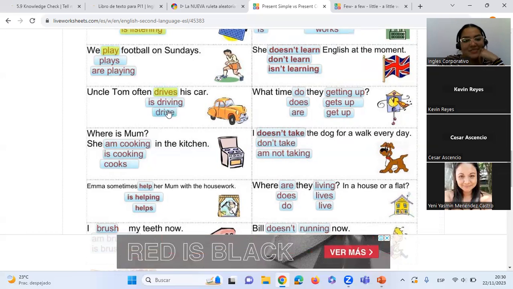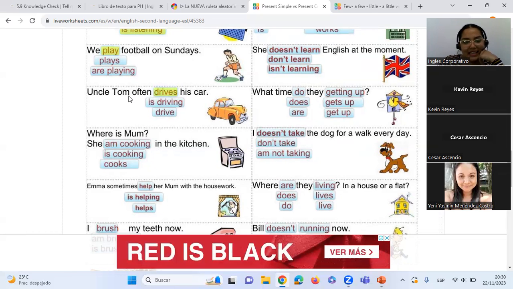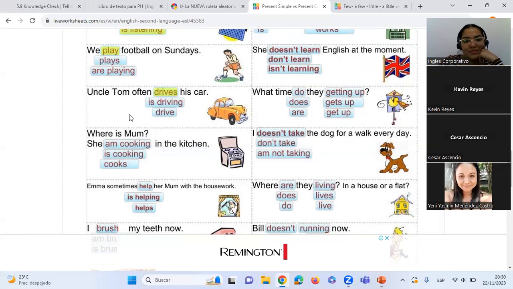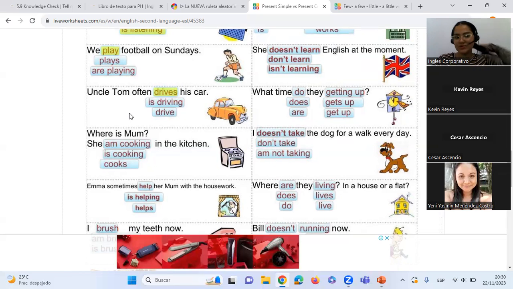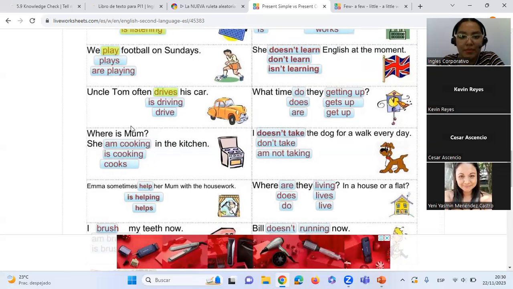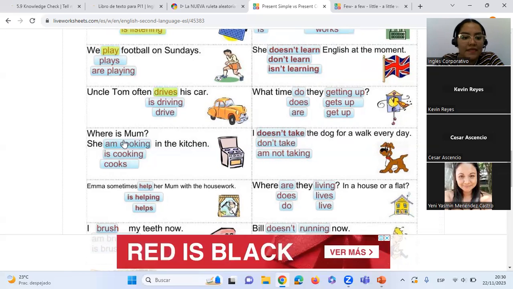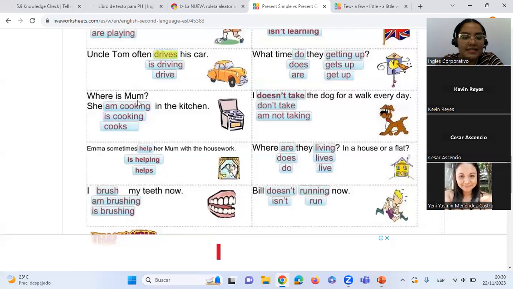Drives, with yes. Perfect. That's nice. Often. Okay. Tenemos ahí el adverbio de frecuencia. So we use drives, simple present. There we have, where is mom? ¿Dónde está mamá?